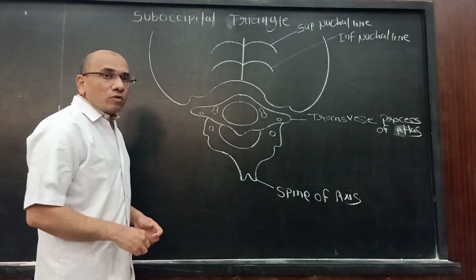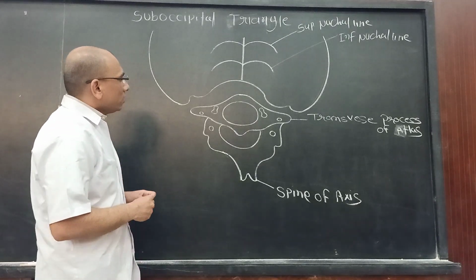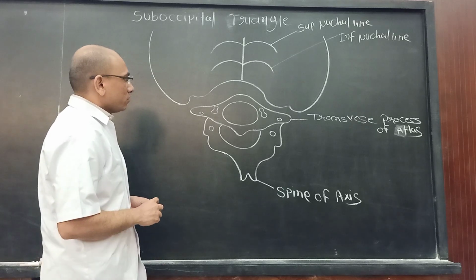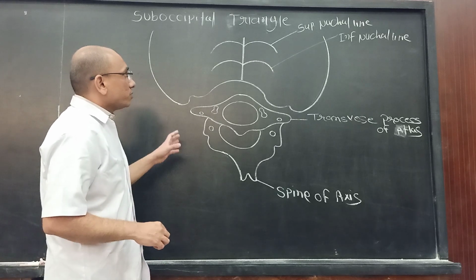Now part 2 of suboccipital triangle. Now I am drawing muscles and boundaries of the suboccipital triangle.